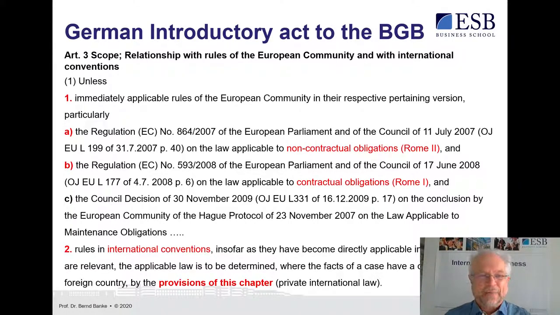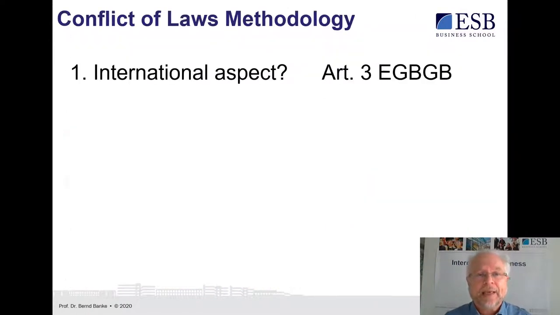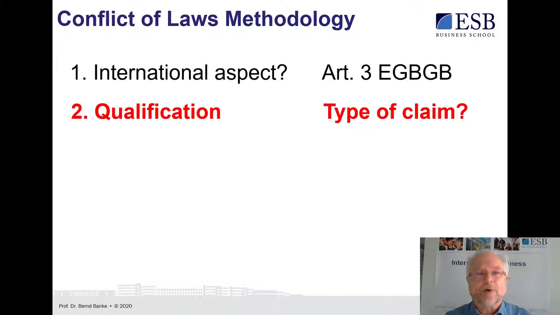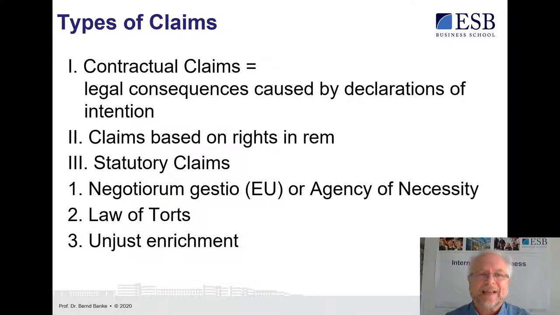Okay, now, which one shall we apply? What shall we do now? Shall we use the Rome 2 regulation about the non-contractual obligations, or shall we use Rome 1, or what shall we apply? And the key for that is the second part of the methodology of conflict of laws. You've got to qualify the possible claims. The good news about that is that we are using the same qualification as we always use to qualify the claims in private law systems and for private law use.